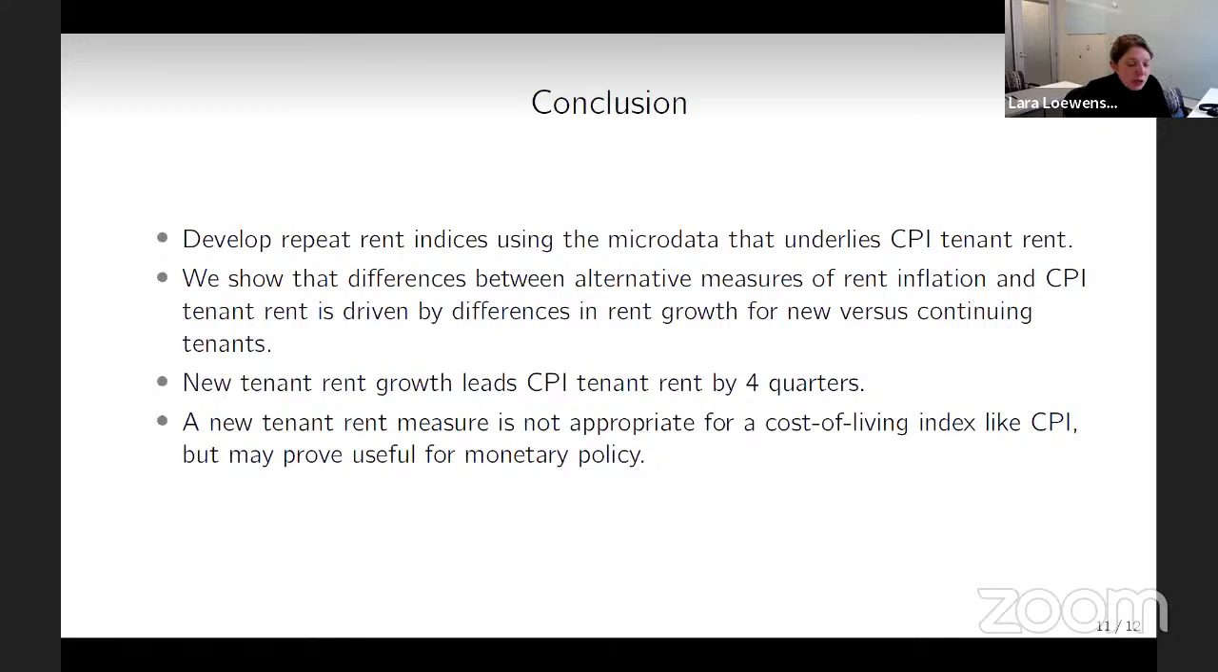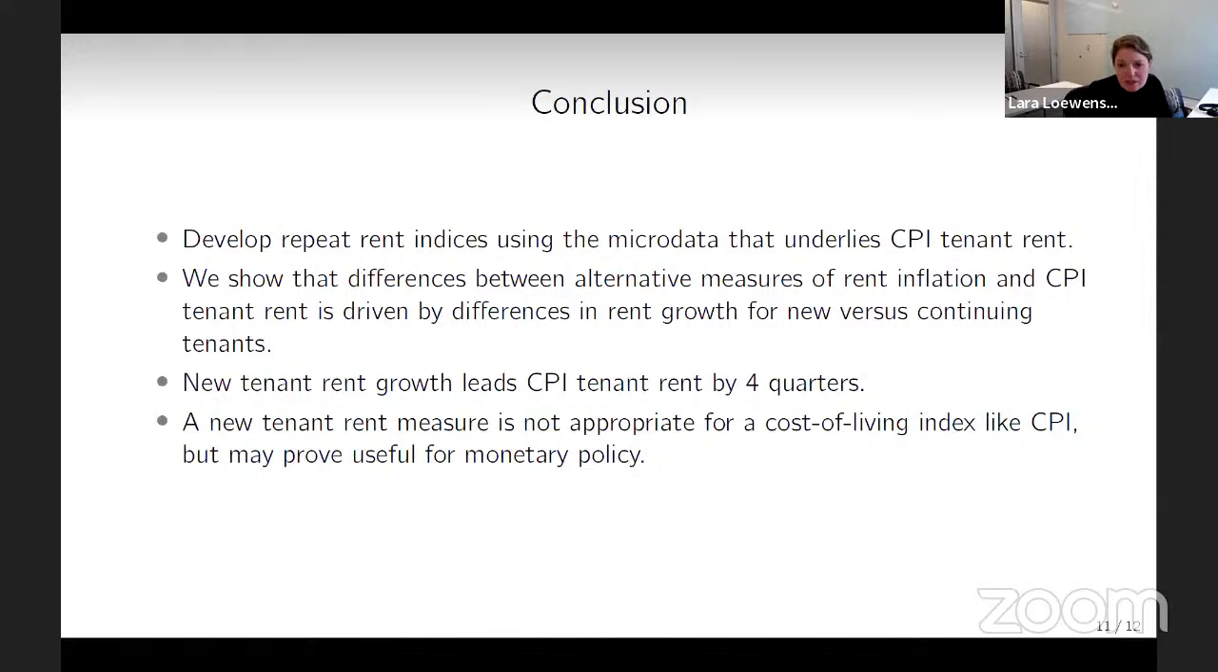I have not gone into this in much detail here, but we do go into this in slightly more detail in the paper. But this has implications for how CPI should be measured and for monetary policy. So for a variety of reasons, a new tenant repeat rent index is not necessarily appropriate for something like the CPI, because the CPI is a cost of living index. It's meant to approximate the changes in the cost of living for a constant quality basket of goods. And most people do not move every month or quarter. And so it doesn't necessarily make sense to look at new tenant rents when calculating CPI.